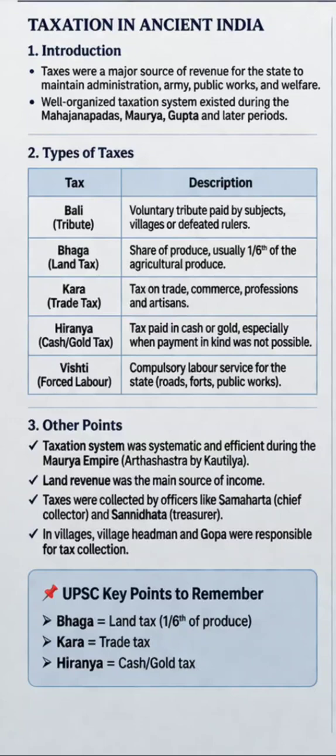UPSC key points to remember. What are the main important points in this image? Baga is a land tax of one-sixth of the produce, Kara is a trade tax, and Hiranya is a cash or gold tax.